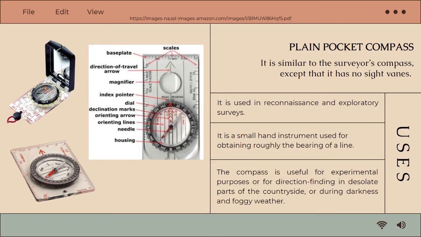Then we have the plain pocket compass. It is similar to the surveyor's compass except that it has no sight vanes. It is used in reconnaissance and exploratory surveys. It is a small hand instrument used for obtaining roughly the bearing of a line. The compass is useful for experimental purposes or for direction finding in desolate parts of the countryside or during the darkness and foggy weather. So we have the scales here, base plate, direction of travel arrow, magnifier, index point, dial, declination marks, orienting arrow, orienting lines, needle, and the housing.